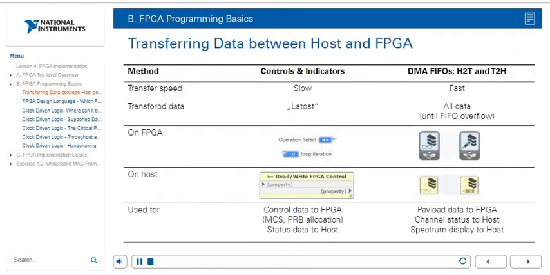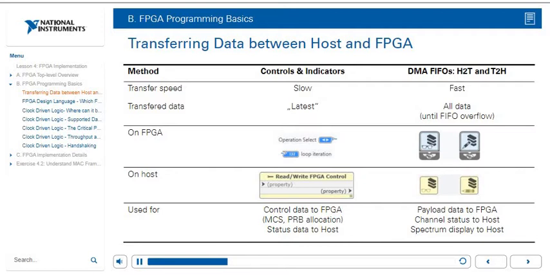When transferring data between the host and the FPGA, there are 2 primary methods to do so that we will review. The first is using controls and indicators. These are slow and only provide the latest information. On the FPGA, what this looks like are controls and indicators that are in the code. In this case, operation select would be a control that is read by the FPGA from the host, and loop iteration would be data that is read by the host from the FPGA.